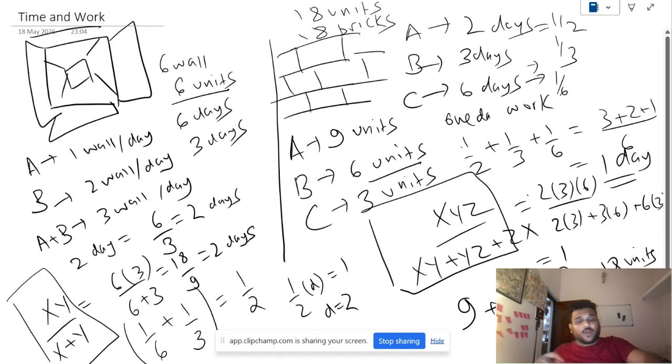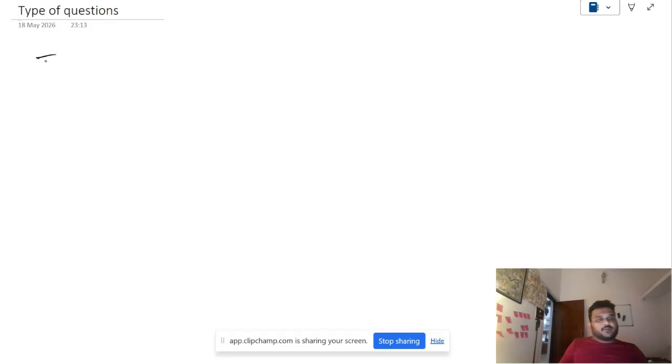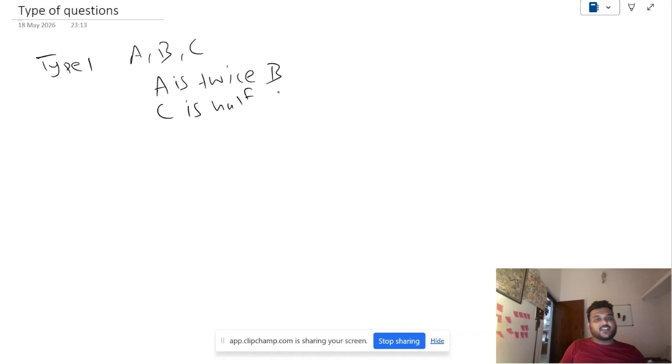So what are the types of questions that usually come? I will just show you the types of questions that come. Type 1 is pretty straightforward, where there are a number of people with different efficiency, and usually the question will be how much time will they take if they work together, and some conditions will be there that A is twice as efficient as B, or C is half as efficient as A, something like that, and then we have to solve.